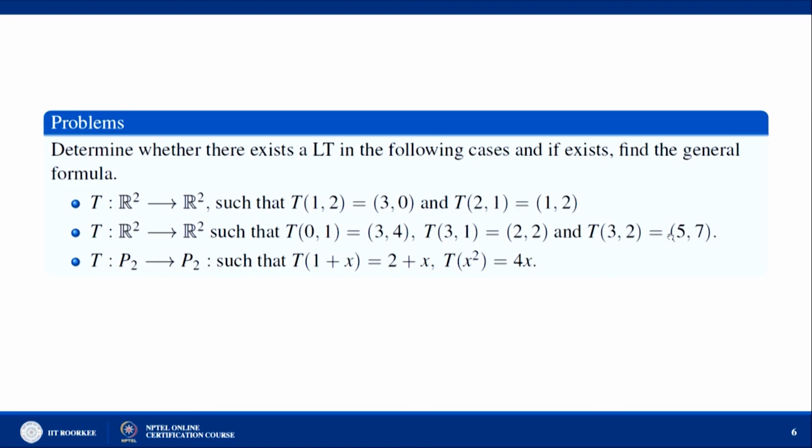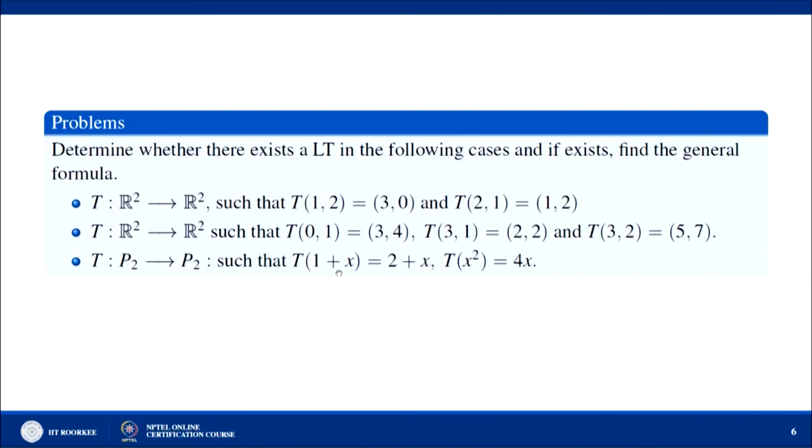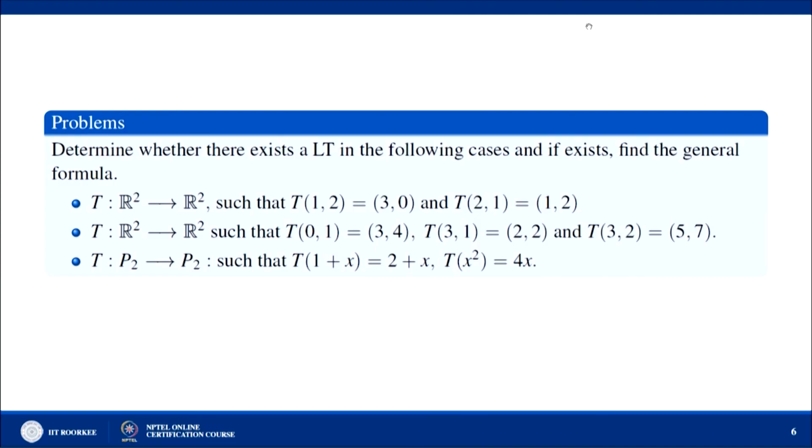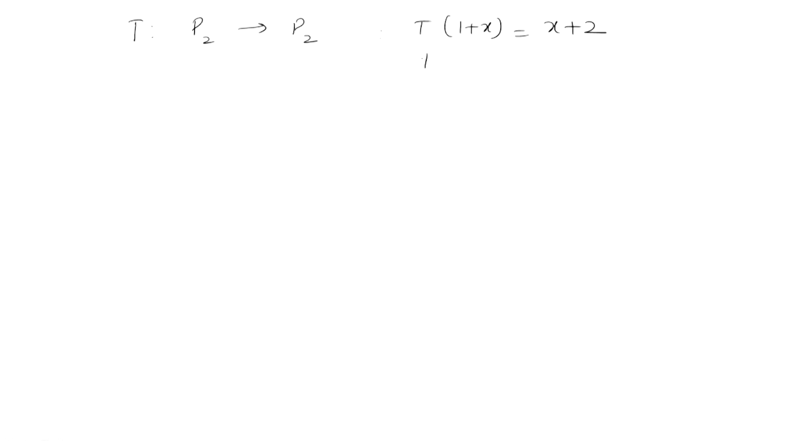from P2 to P2 here. And if you are interested to find one such linear transformation, then you take a vector independent of this and this, take any image of this and that, and then you can find it. Say for example, here what is given to you, T is from P2 to P2. Now, T of 1 plus x is x plus 2, and T of x square is 4x. Only 2 conditions are given to you. So, there will be infinitely many linear transformations from P2 to P2 satisfying these 2 equations.